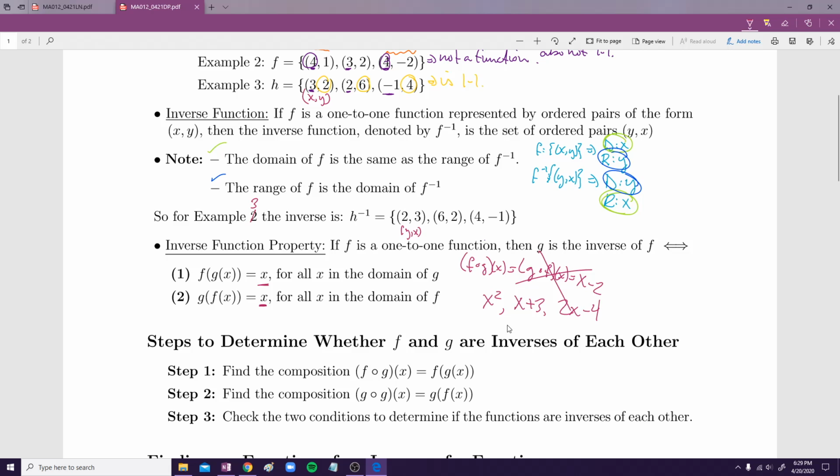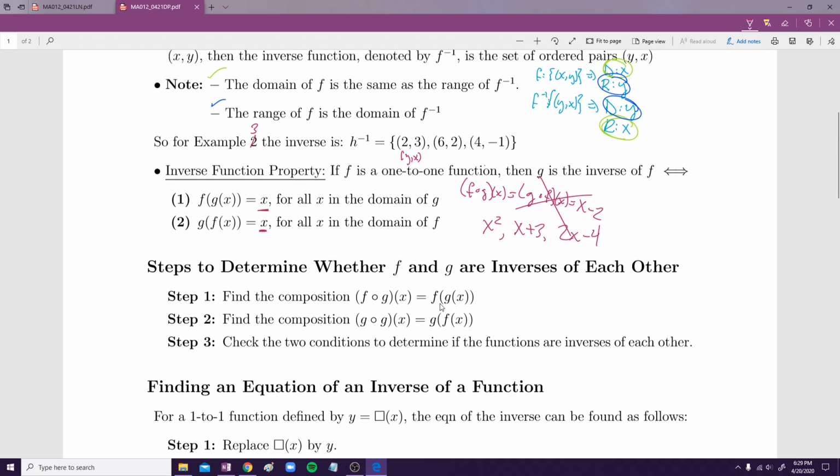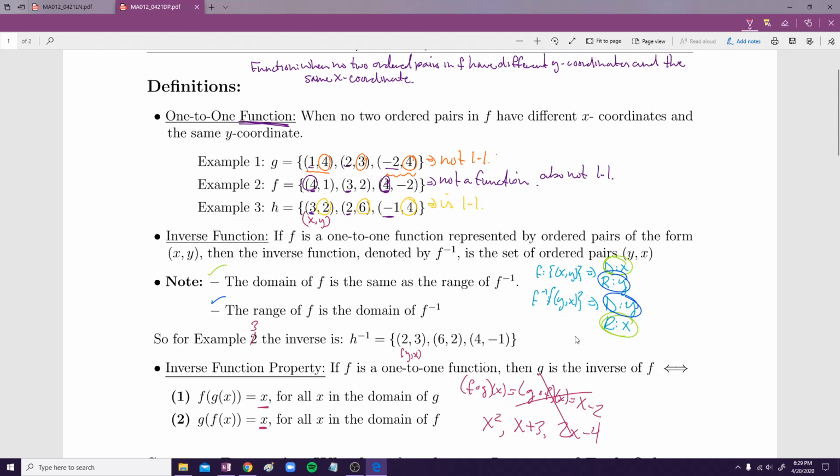So these are our notes. The rest right now are just steps to determine if they're inverses and to find an equation of an inverse function. And we'll do those in the next videos.